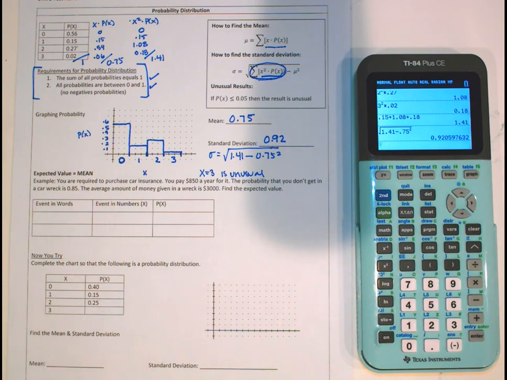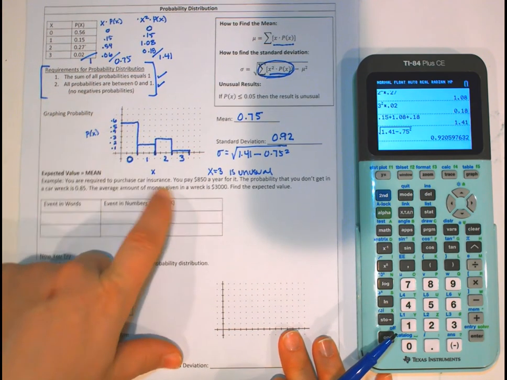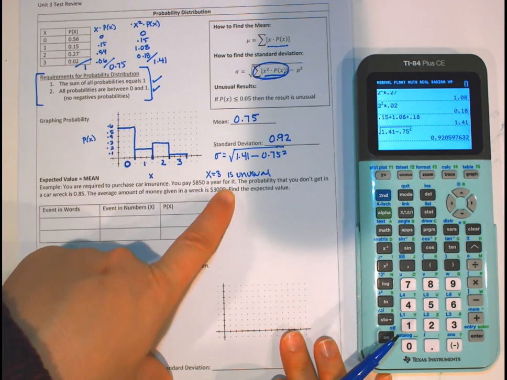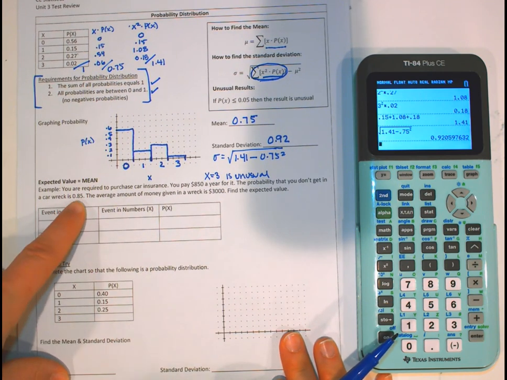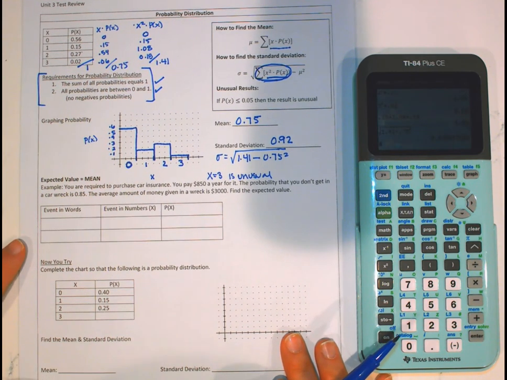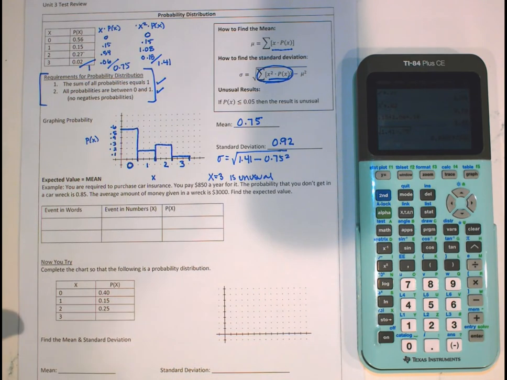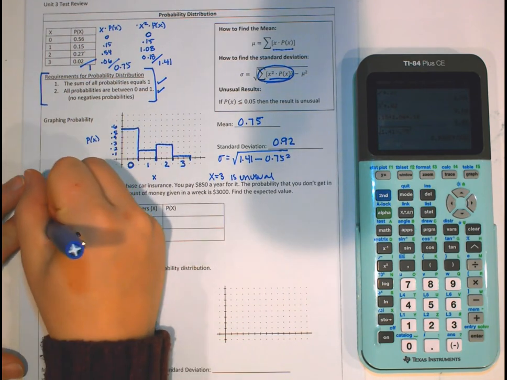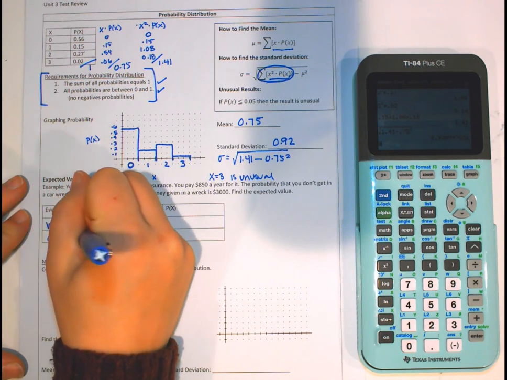So for the example we're looking at, it says you're required to purchase car insurance. You pay $850 a year for it. The probability that you don't get in a wreck is 0.85. The average amount of money given in a wreck is $3,000. Find the expected value. So the only possibilities that happen in this situation are that you wreck or you don't wreck. Right? Those are the only options for this problem.